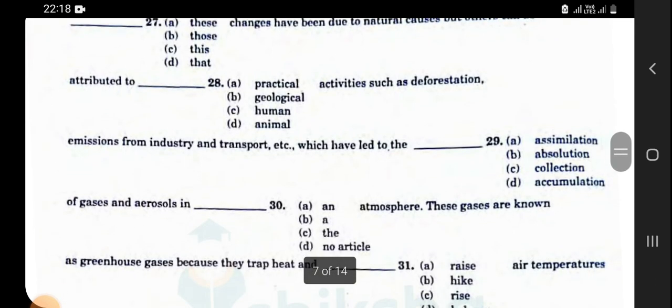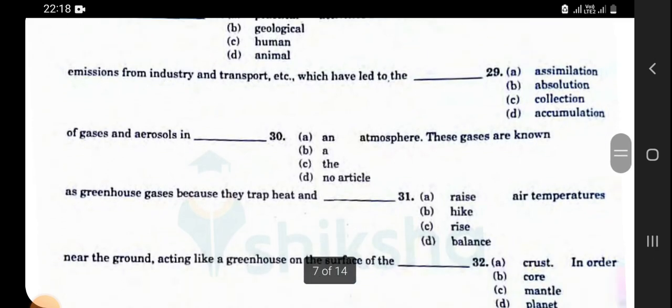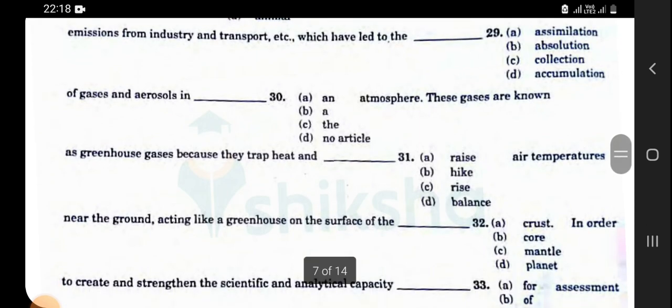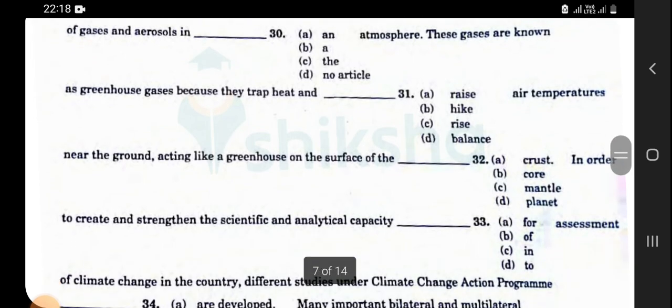Emissions from industry and transport, etc., which have led to the accumulation, D, accumulation of gases and aerosols in the atmosphere. So 30, C. These gases are known as greenhouse gases because they trap heat, and 31, A, raise air temperature near the ground, acting like a greenhouse on the surface of the.